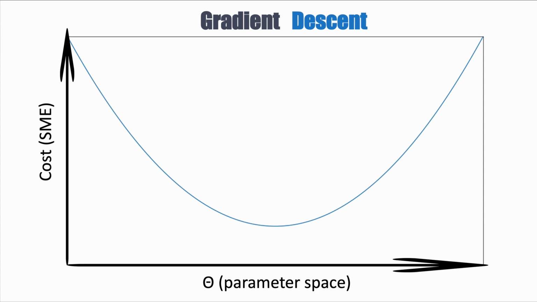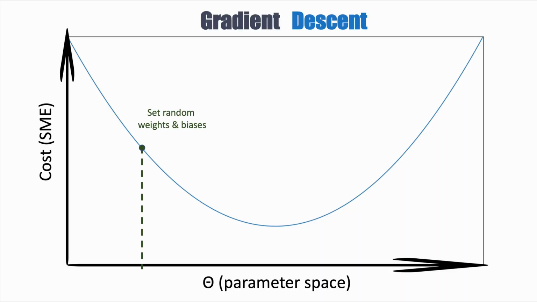So that's what we see here. We see here on the horizontal axis the theta, or the parameter space. So this is a 2D representation of a multidimensional problem. And on the vertical axis, we have the cost function, or in other words, the error that the model is making on the prediction.